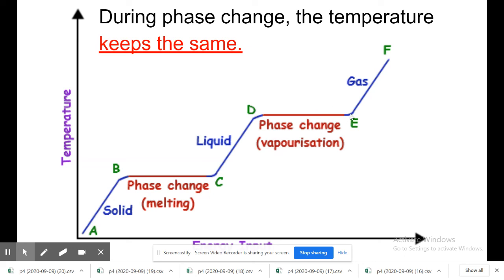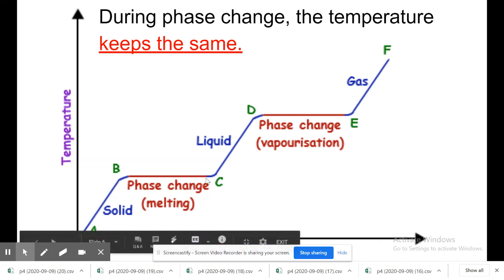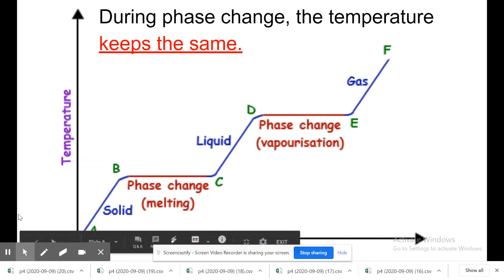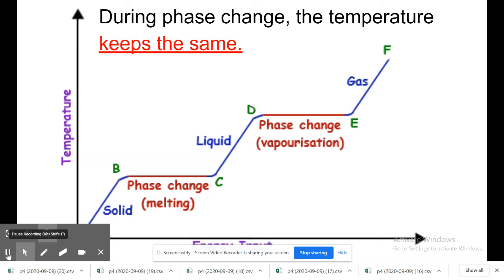If we keep the gas in a closed container and keep on giving it energy, the temperature of the water vapor can even increase. So that's a typical diagram for phase change. You're going to watch another video to understand this process better, and we are going to practice drawing this during class on Friday.